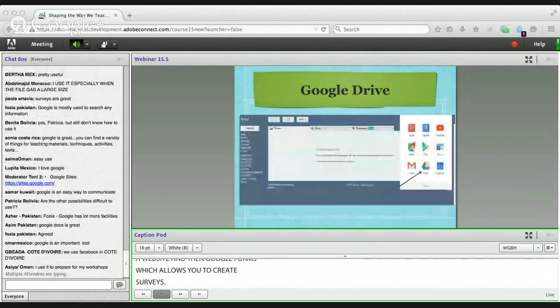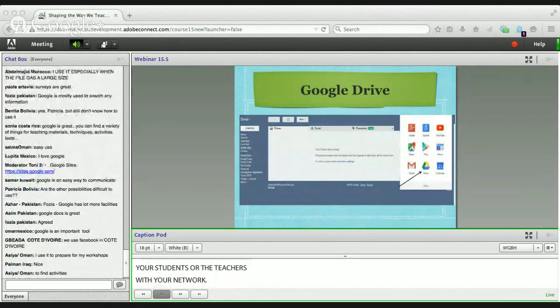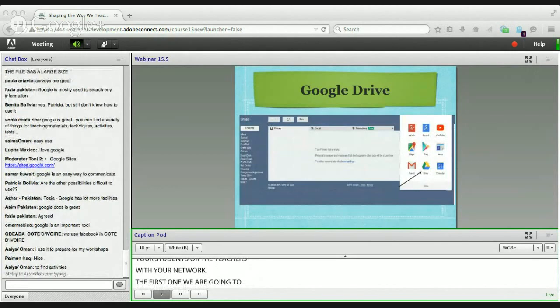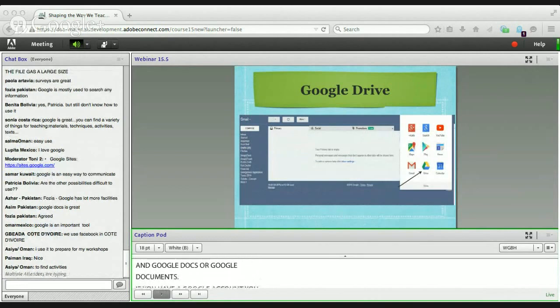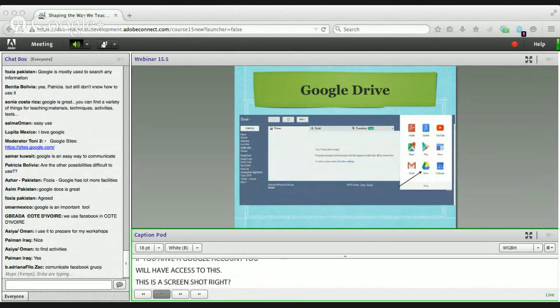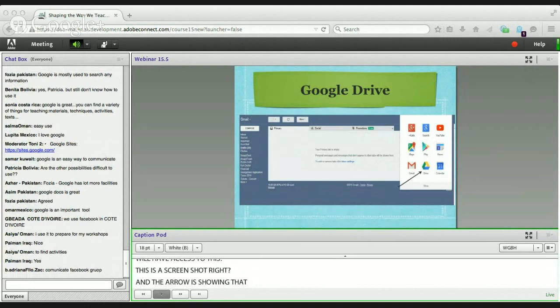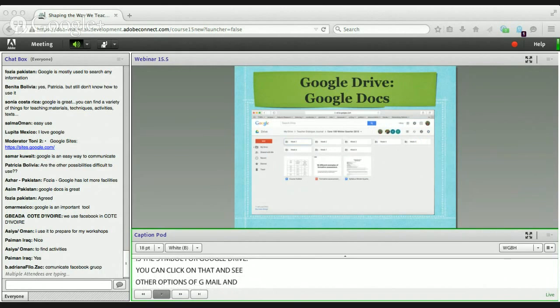So the first thing that we're going to highlight today is Google Drive, and specifically Google Docs, or Google Documents. If you have a Google account, you will have access to this. This is a screenshot, right? And the arrow is showing that yellow, green, blue triangle, which is the symbol for Google Drive. So you can click on that, right? You see the other options there of Gmail and YouTube and Google Maps and all those different options you have in that menu. But we're going to look at Google Drive and Google Docs specifically.